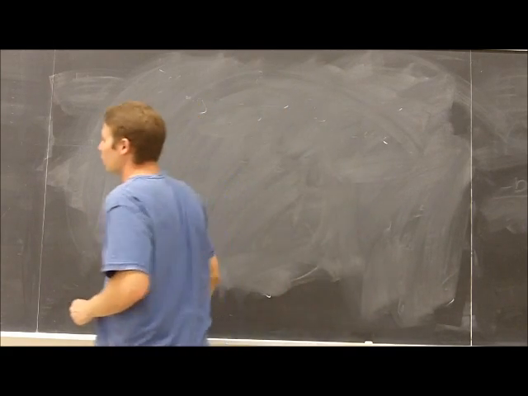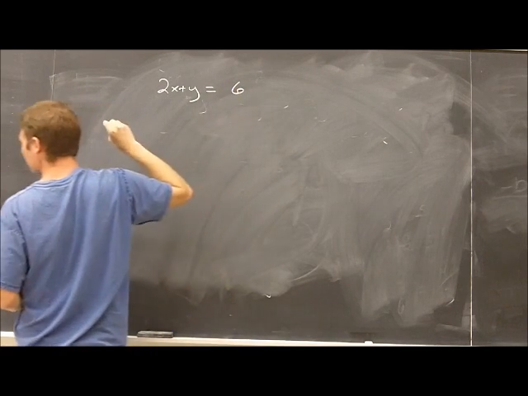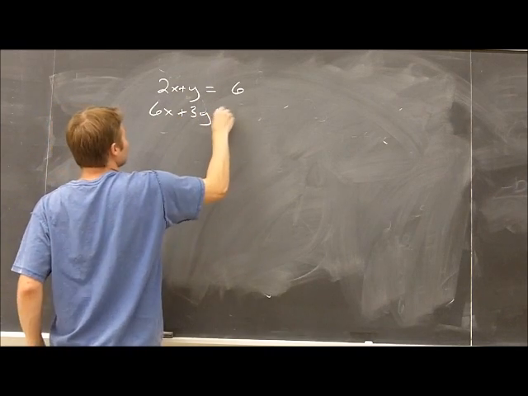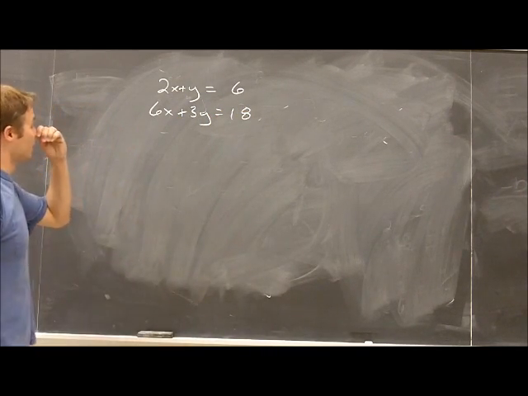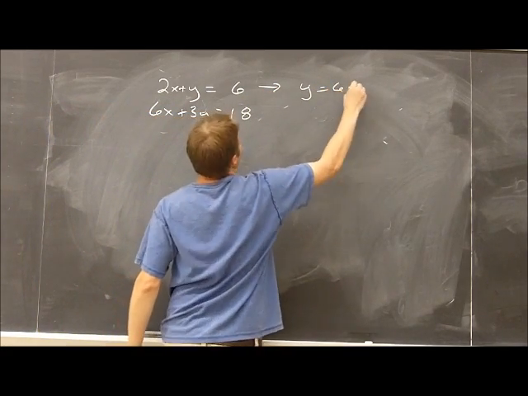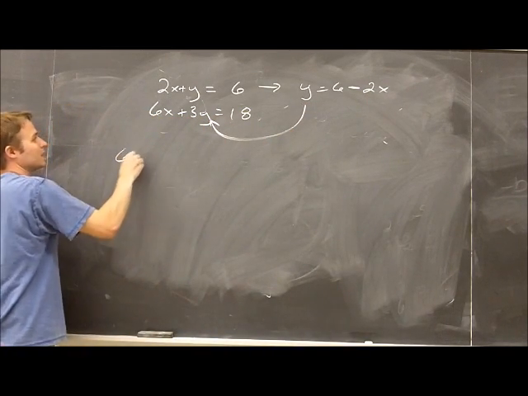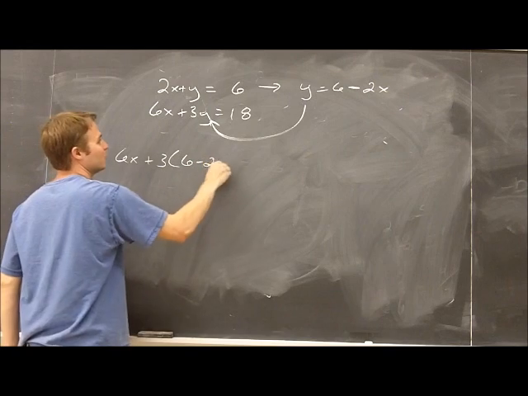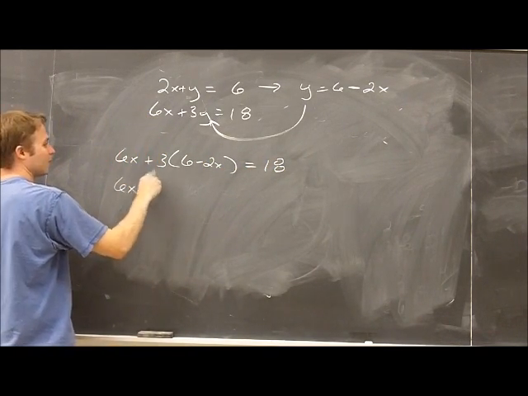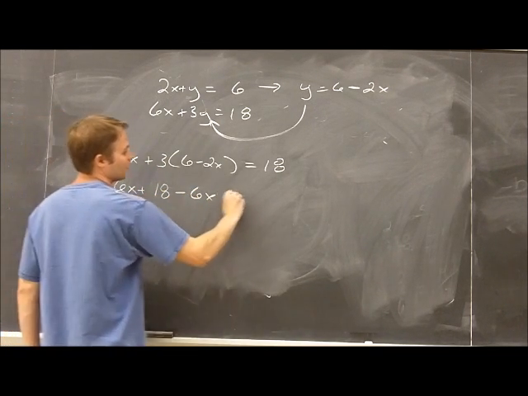We'll compare that to this set of equations, which has infinitely many values that work, infinitely many solutions. Again, I'll just solve the top one for y, because that's pretty easy. I can just subtract over the 2x, and then substitute that in right here. So I'll get 6x plus 3 times 6 minus 2x is equal to 18. So 6x plus 3 times 6 is 18, minus 6x.